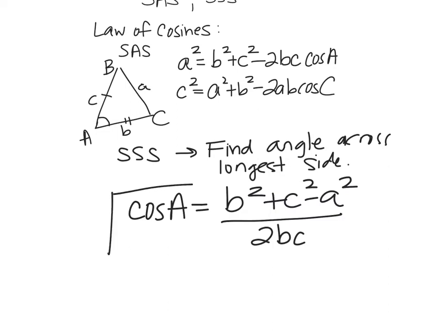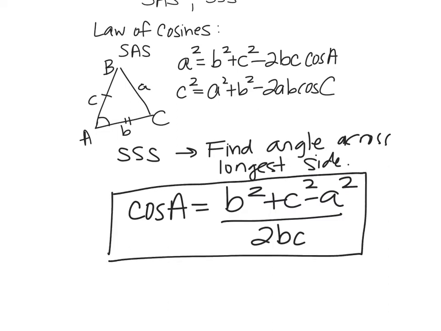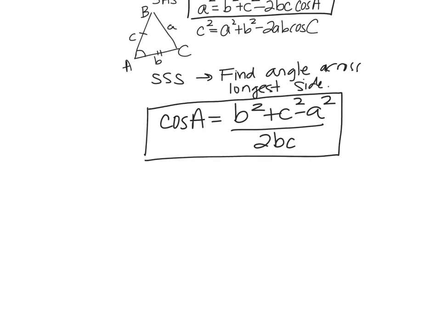So those are the two formulas that you're going to need for law of cosines, for side, angle, side, and side, side, side. Do you remember that one? Probably not. They probably only gave you the other one. Okay, let's do one of each, all right? Number one.